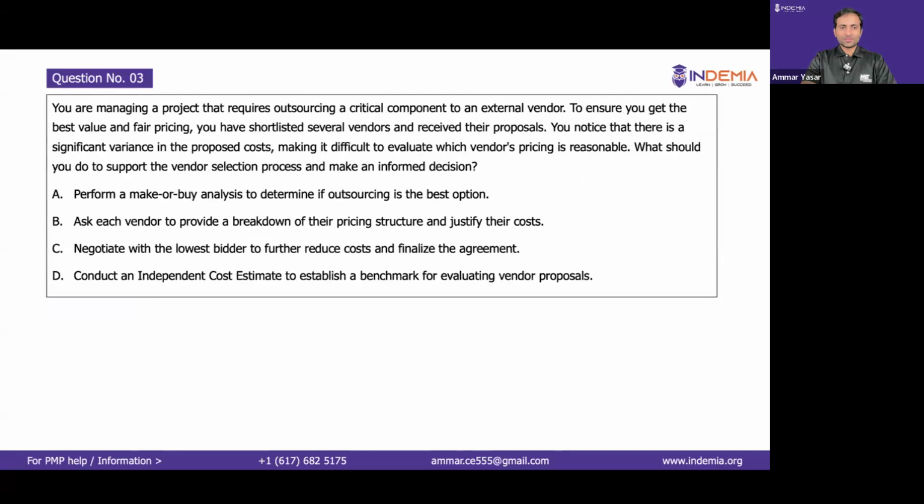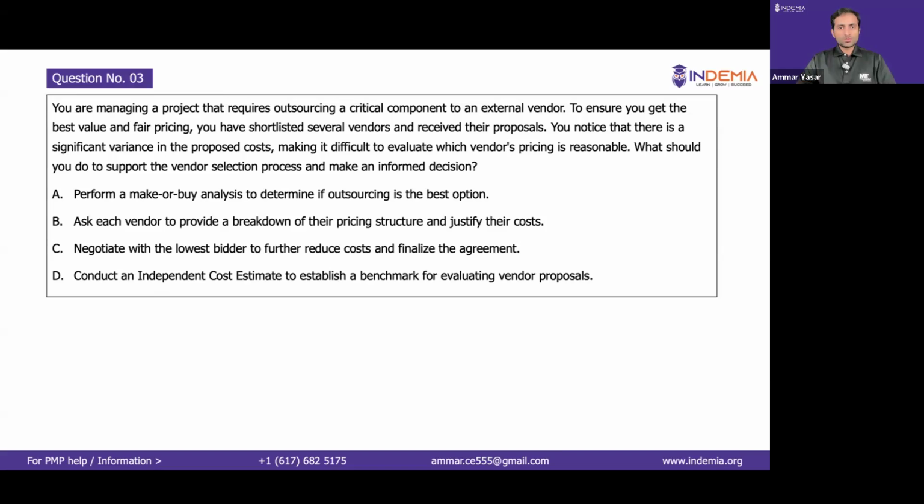Next question. You're managing a project that requires outsourcing a critical component to an external vendor. To ensure you get the best value and fair pricing, you have shortlisted several vendors and received their proposals. You notice that there is a significant variance in the proposed cost, making it difficult to evaluate which vendor's pricing is reasonable. What should you do to support the vendor selection process and make an informed decision?